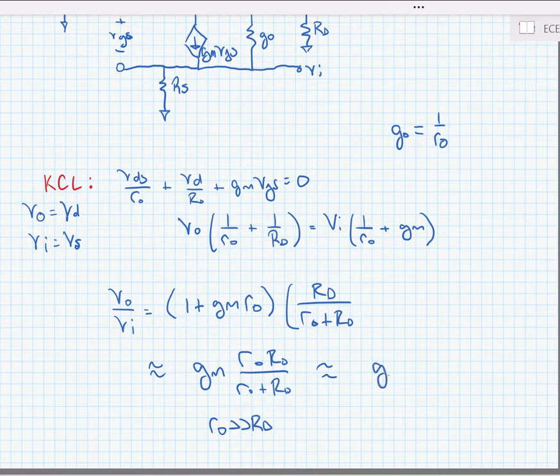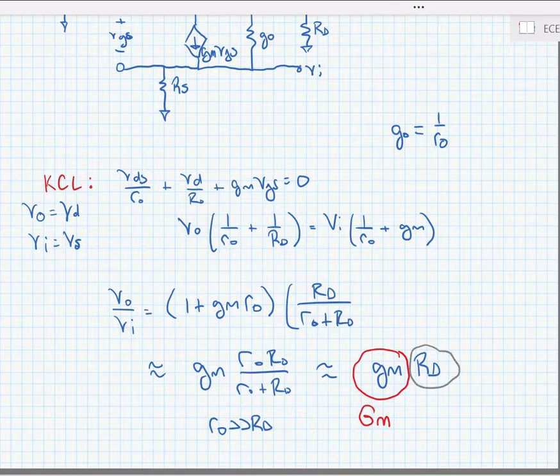Now, in the context that we've talked about before, the little gm in this case is actually equal to the big GM that we've been talking about. And the RD is actually equal to our RT. So we're going to stop there for this video. And in the next video, we're going to look at finding input and output resistances.